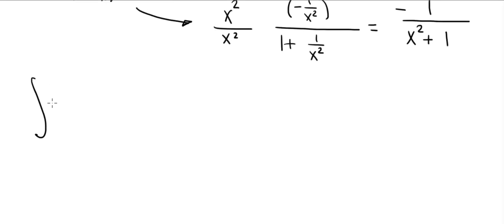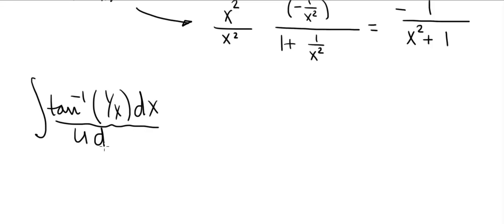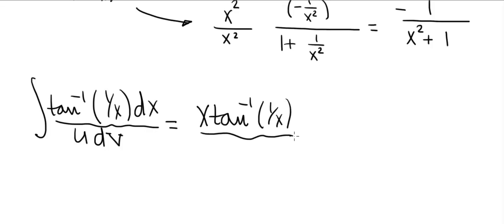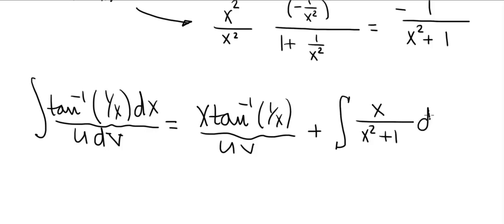We have the integral of inverse tangent of 1 over x dx. That's the integral that we call the integral of u dv. That's equal to u times v, so that's x times inverse tangent of 1 over x, minus the integral of v du. But notice in the du we have a minus 1 over x squared plus 1, so that will make this a plus. v times du then would be x divided by x squared plus 1 dx. This is our integral of v du.